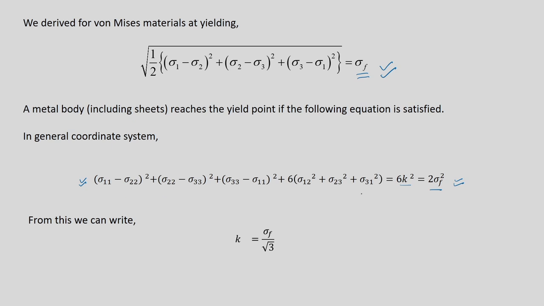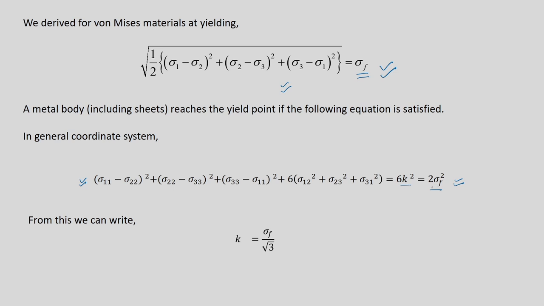When the left hand side of this equation equals 6 k square, where k is your shear yield strength, yielding will start. And when the same left hand side is equal to 2 sigma f square, where sigma f is your uniaxial yield strength, then yielding will also start. So that is the meaning of this equation. If you want to write it in the principal coordinate system, then only the first part will come: sigma 11 becomes sigma 1, sigma 22 becomes sigma 2, sigma 33 becomes sigma 3, and this equation one can derive. So this is a general equation which will be useful for solving some problems later on, maybe during assignments.